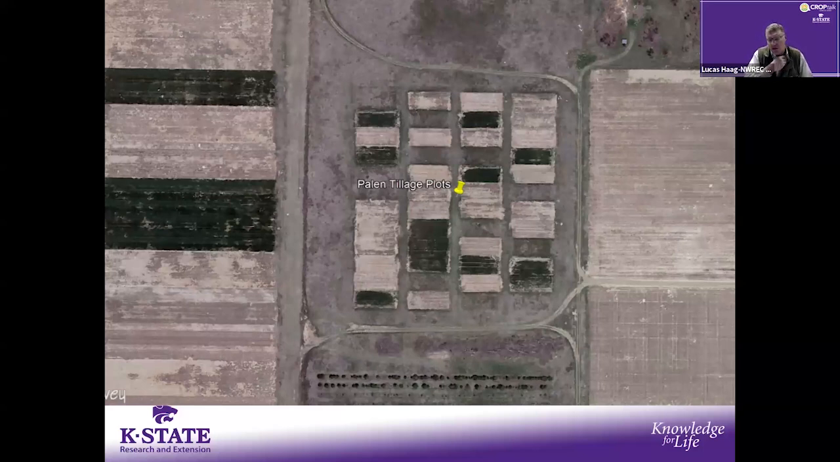There's a long-term tillage study at Sidney, Nebraska, in a wheat-fallow rotation. And then there are some long-term wheat-sorghum-fallow studies with tillage treatments here at Tribune, and down at Bushland, Texas, which is just west of Amarillo.